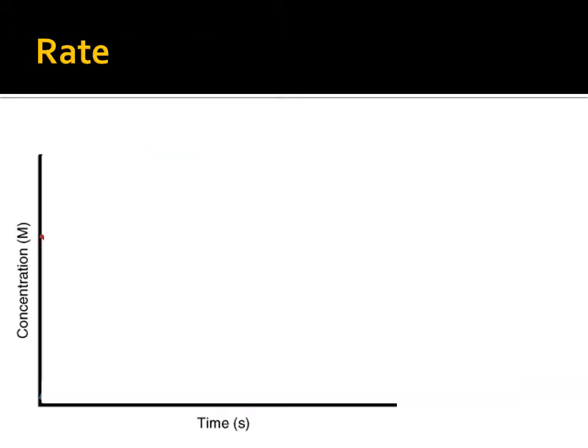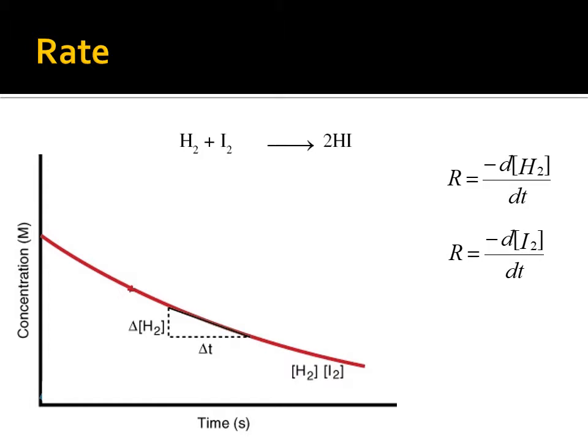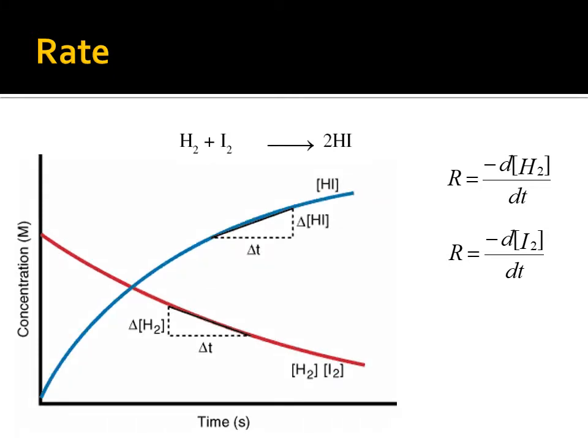The rate of a reaction is the concentration change of a reactant or product with time. Let's take this example: hydrogen and iodine react to form hydrogen iodide. With time, the hydrogen and iodine concentrations will decrease. Let's take one point, and we can calculate the hydrogen concentration change with time, or the iodine concentration decrease with time. This represents the rate of this reaction. Or we can consider the increment of hydrogen iodide, which is the increment of the product of this reaction.